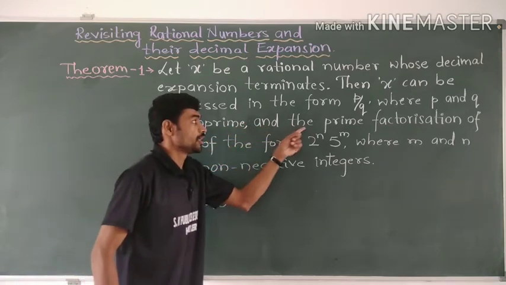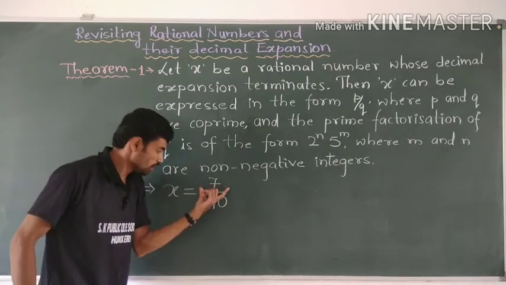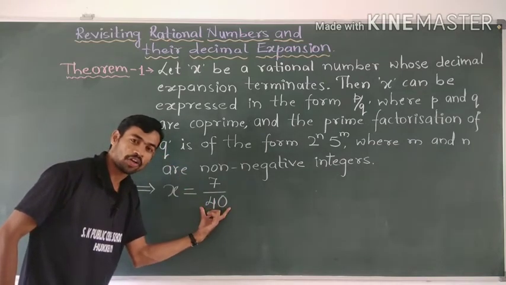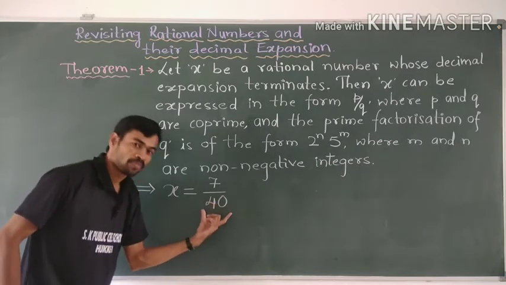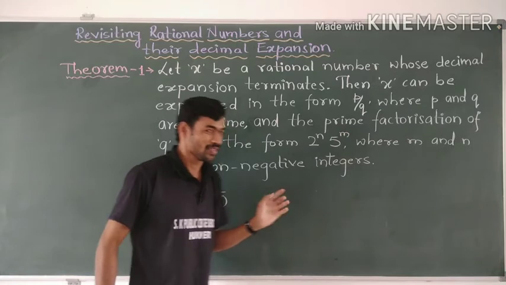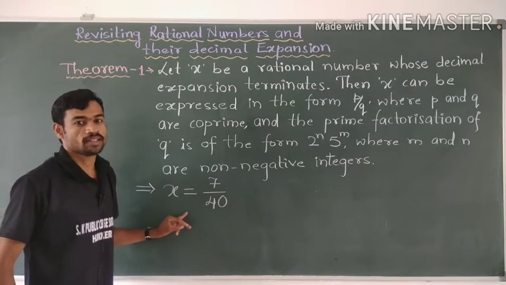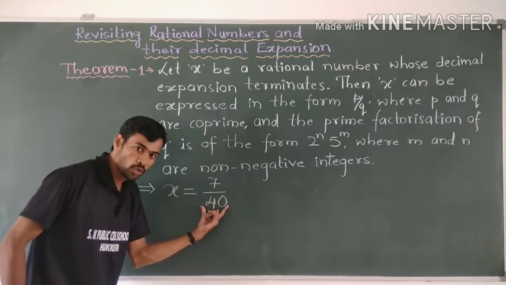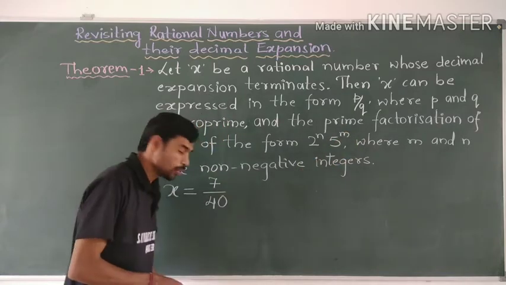Now, the prime factorization of q. Here p is 7, q is 40. What is the prime factorization of q? That is 40, we have to check. If this is in the form of 2 to the power n into 5 to the power m, then this rational number has a decimal expansion that terminates. Clear? So shall we check? Is q in the form of 2 to the power n and 5 to the power m? Check now.